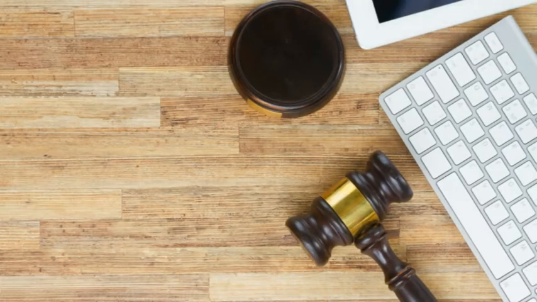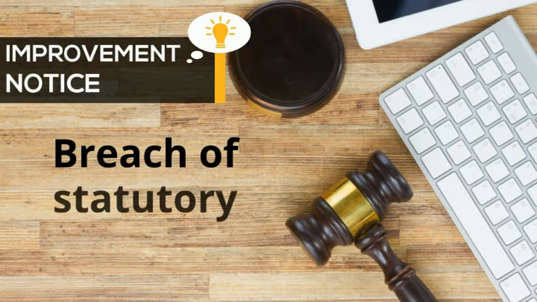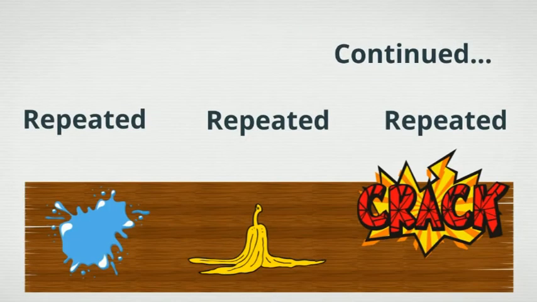Another term, which is very important, is that of improvement notice. This is issued when there is a breach of statutory duty, or where there is a breach which is likely to be continued or repeated, such as a poorly maintained floor, which isn't going to be very serious but is going to be something that needs to be put right.